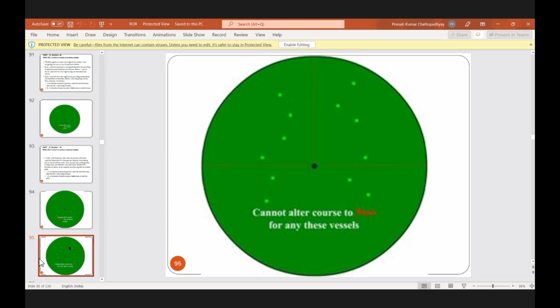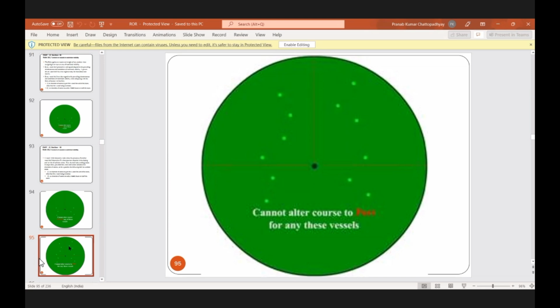Look at the vessels around you on your port and starboard. Now, in all these cases, first and foremost, you have to find out the risk of collision with all these vessels that you see on the screen. So now, if you see any risk of collision with any of the vessels on your starboard, you cannot alter in any case to port. So, you can alter course to starboard.